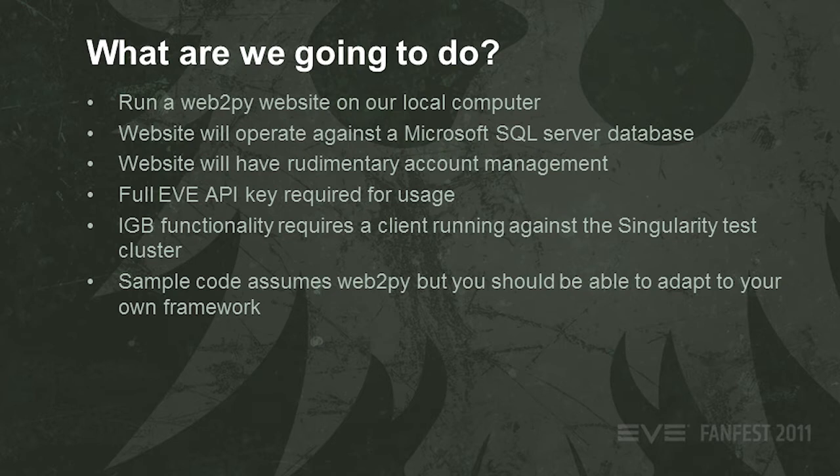You're going to have to use the full API key for this, of course, because we don't have any sort of customizable API keys, but that would be awesome. And because we have the new IGB functionality in there that's only available on CC, if you're running this stuff yourselves, you're going to have to do it against CC.